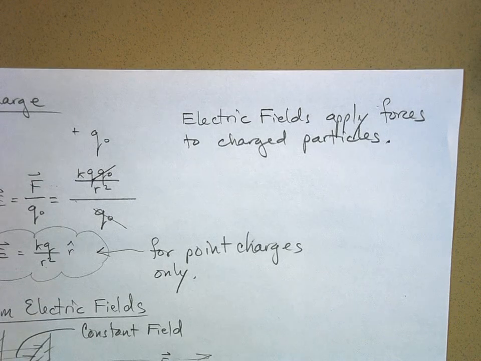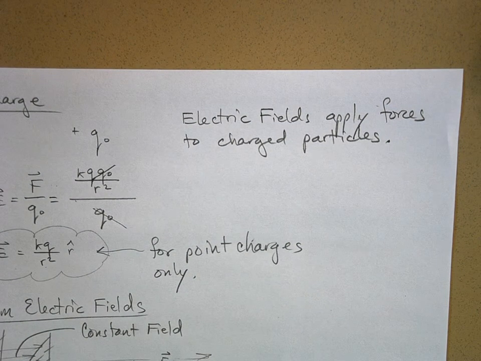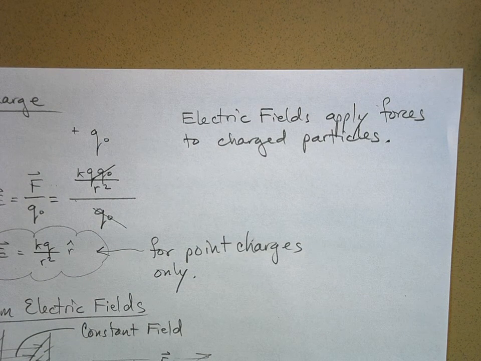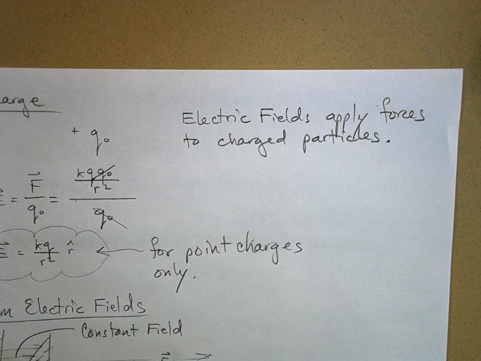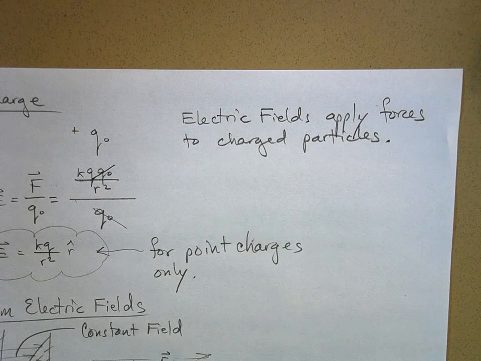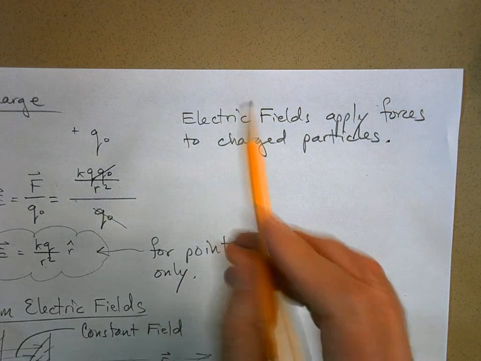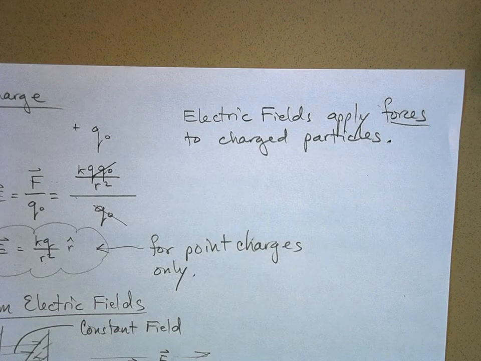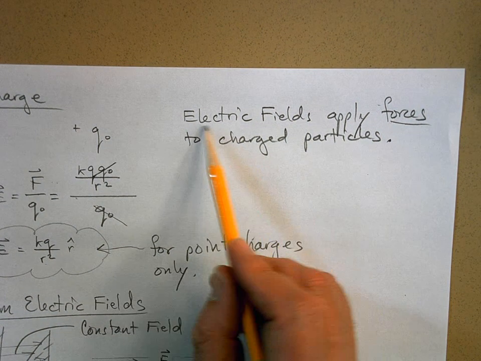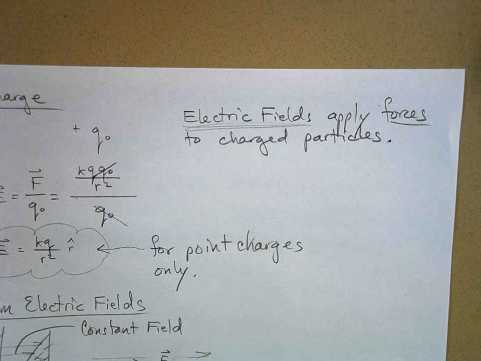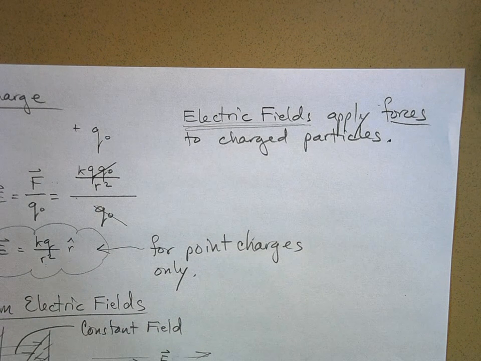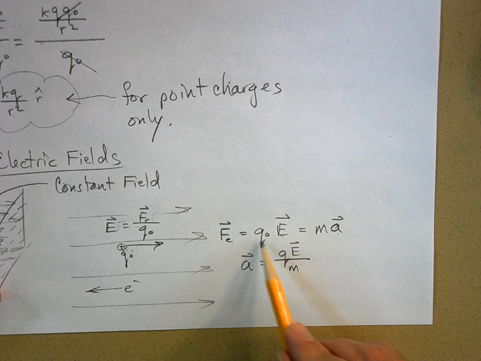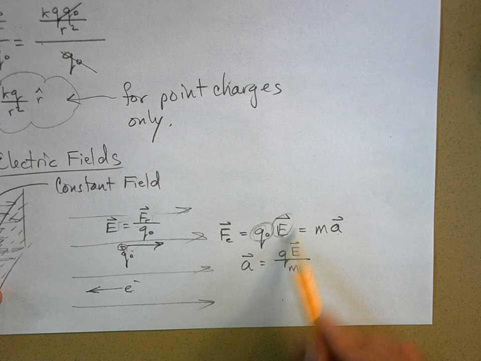Okay, that's what electric fields do. They apply forces to charged particles. So if I have some region of space, and I put a charged particle in there, it's going to feel a force. The direction of the force is determined by the direction of the electric field. And the magnitude of the force depends on how much charge I have, and how strong the electric field is.